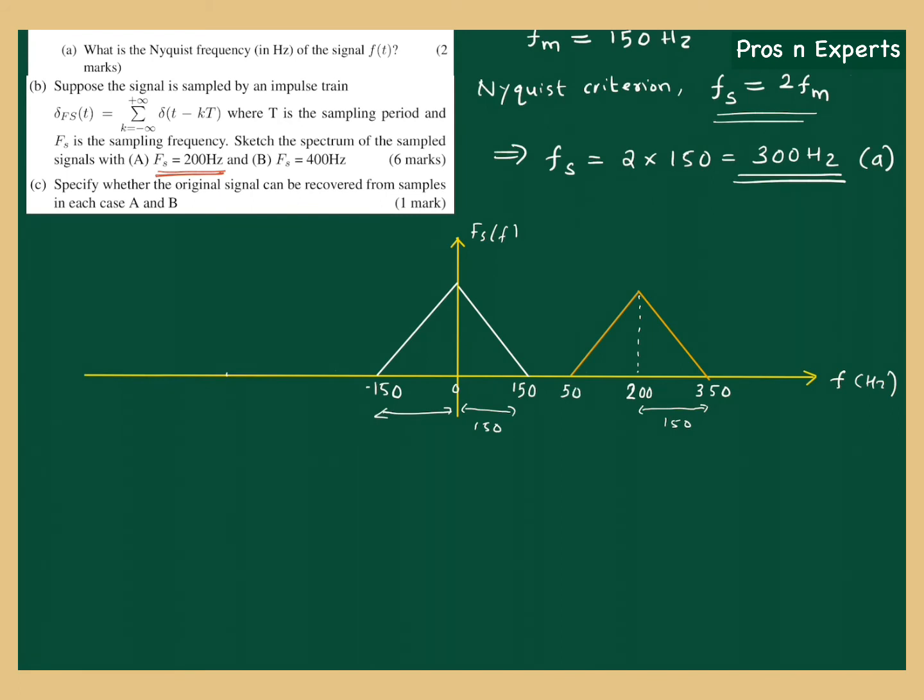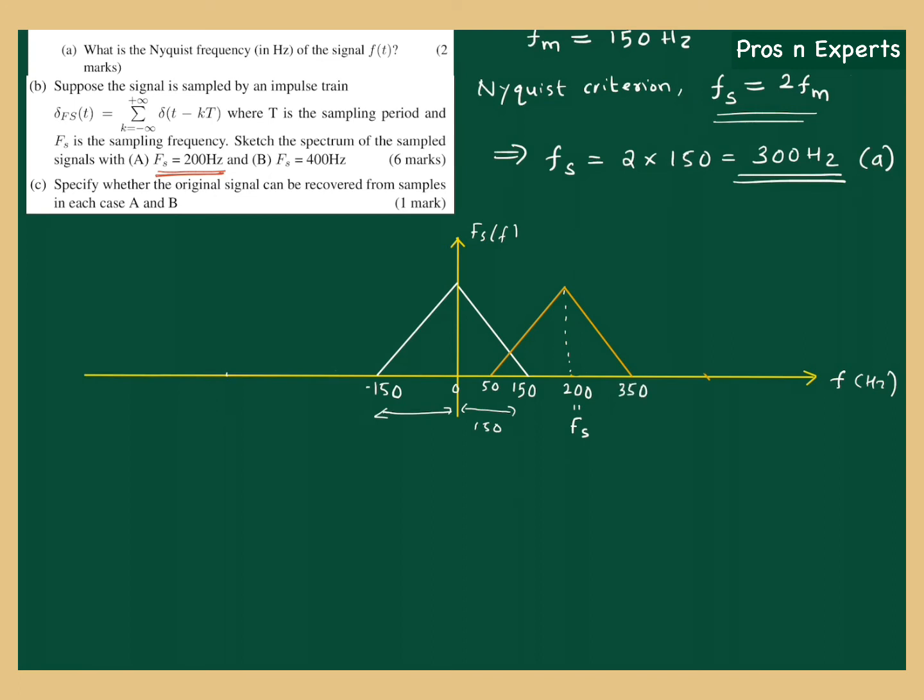Okay, but there is some problem. This is 150 and 50 is here, so I had to shift this some more to the left. So I can redraw it. See, this end starts from 50 and it is like this. So 50 plus 150 is 200, which is our fs, right? Then 200 plus 150, here it is 350.